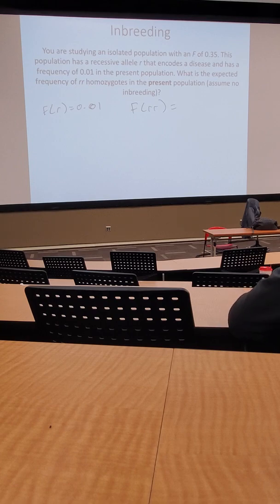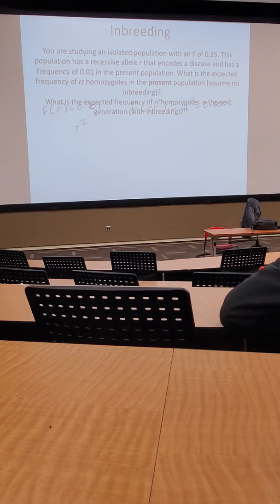If we assume Hardy-Weinberg equilibrium, our binomial expansion holds, right? So we can just say R squared. So that's like 1 in 10,000. It's not a super rare disease. It's not super common either. So what happens when we add inbreeding?